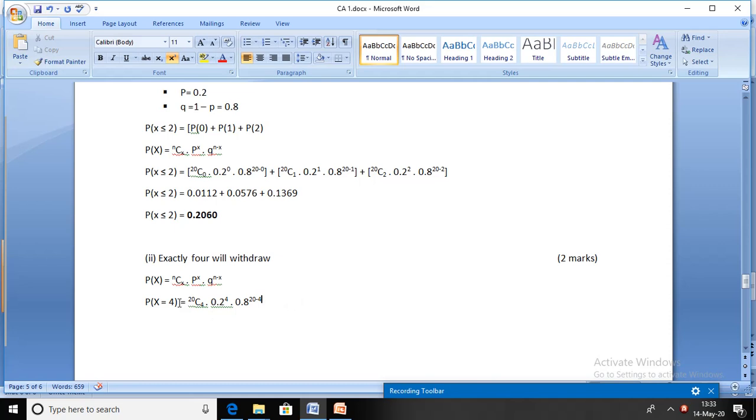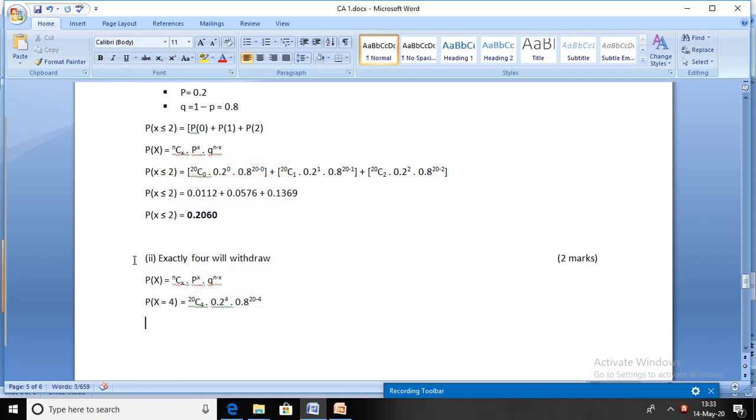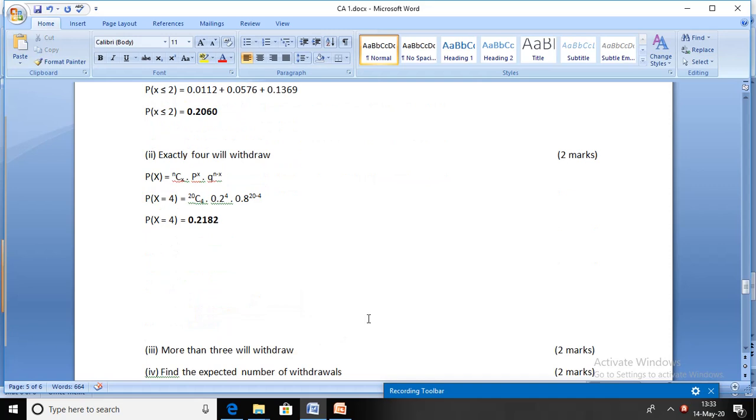So the probability of x equals 4 will be 20 combination 4 multiplied by 0.2 to the power 4 multiplied by 0.8 to the power 16. Your answer there should be 0.2182. And that is your final answer. Let's move on to the next question.